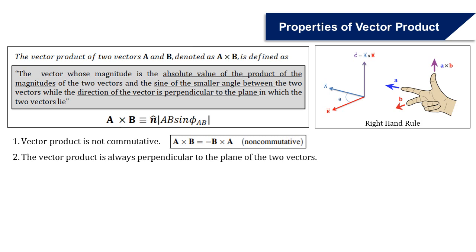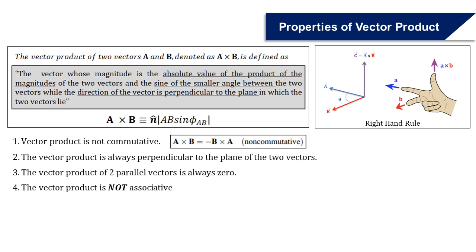Okay? And the vector product is always perpendicular to the planes of the two vectors na ating kinukuha ng vector product. Okay? Next, of course, kung yung vector product natin is always perpendicular to the plane of the two vectors, the vector product of two parallel vectors is always zero. Isa yan sa mga properties ng vector products na magagamit natin later on.